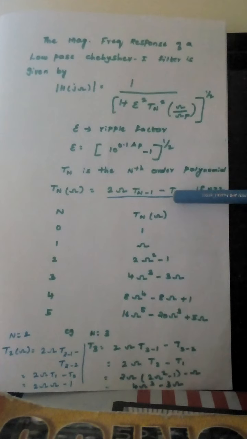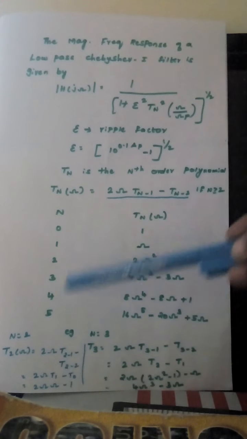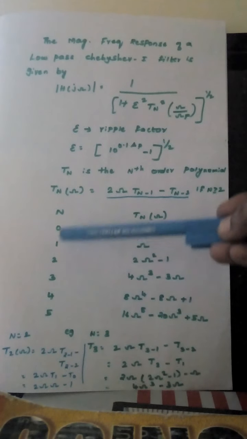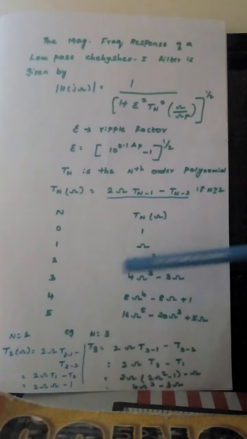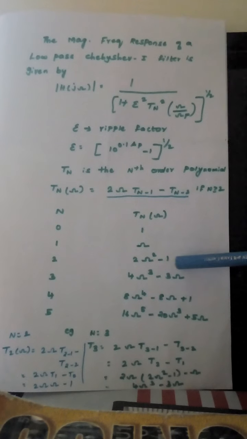Similarly, if you are substituting n as 2, 2 minus 2 is 0, we will get T0. So what is T1? T1 is nothing but omega, and T0 is nothing but 1. So if you substitute here, we'll get 2 omega square minus 1. So when n equals 2, we are getting 2 omega square minus 1.